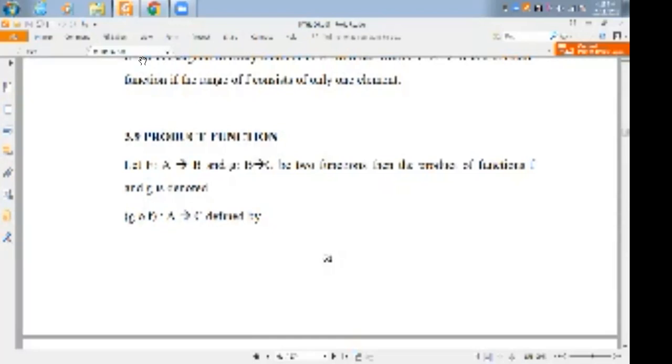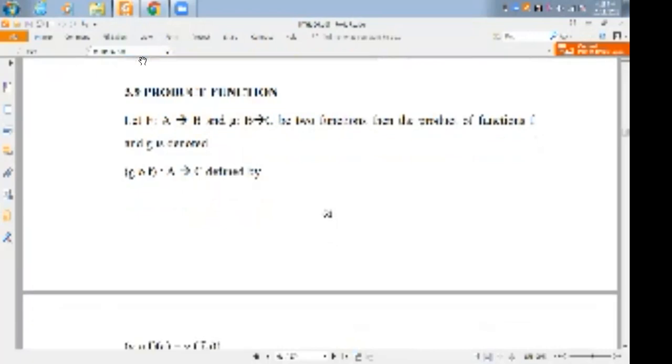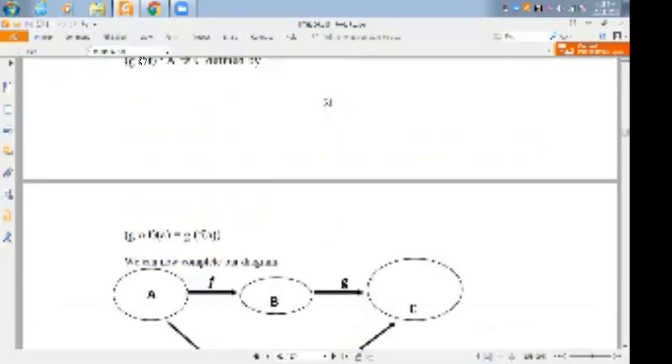In some textbooks, that product function can also be called a composite function. Please take note of that. It can also be called a composite function. So when you have two functions now, a function F, A mapped to B, and a function G, B mapped to C, in that case, you cannot say A is composite of G. That is, A is now mapped to C. So that's what we refer to as a product function or a composite function.